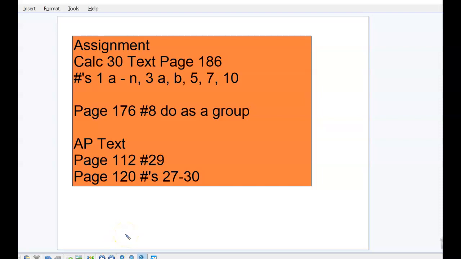Okay, so there's the end of section 3.3, sum and difference rule. So there's an assignment from your Calc 30 text and from your AP text. So give those a try and see how you do.